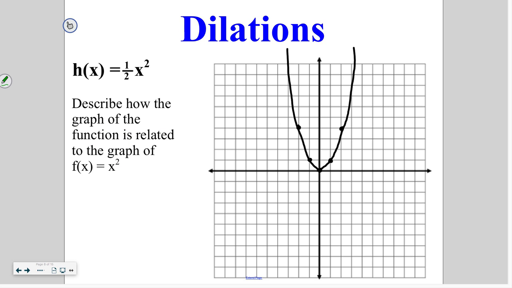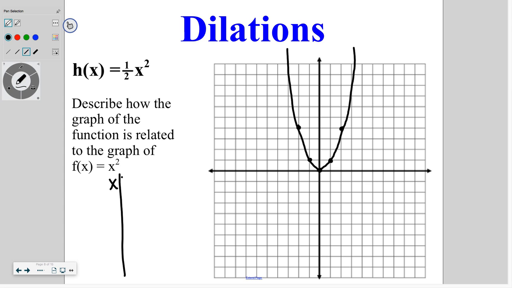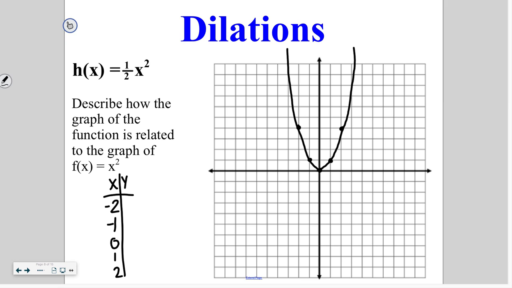So again, on this graph, we've got our parent function drawn in, and we are going to go ahead and plug in those 5 values into our new equation. So we have negative 2 squared, which is 4. 1/2 of that is going to give me 2. Negative 1 squared is 1. 1/2 of that is 1/2, or 0.5. 0 squared is 0. Half of 0 is 0.